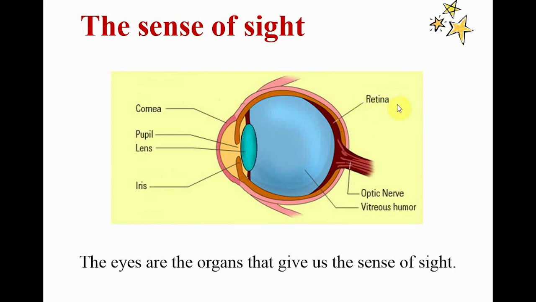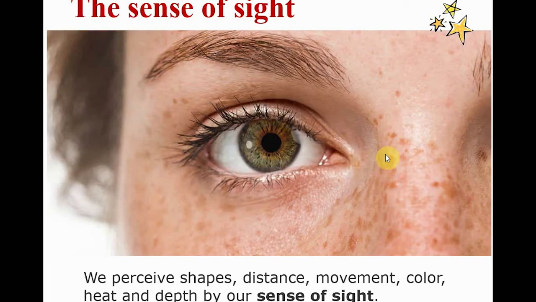Here we have the retina, the optic nerve, the vitreous humor inside, the cornea, which is the outside of the eye, the pupil, which is this part here, the lens, and the iris, that you know it can go wider depending on the amount of light that we have outside. This is a real eye. This is how it looks.